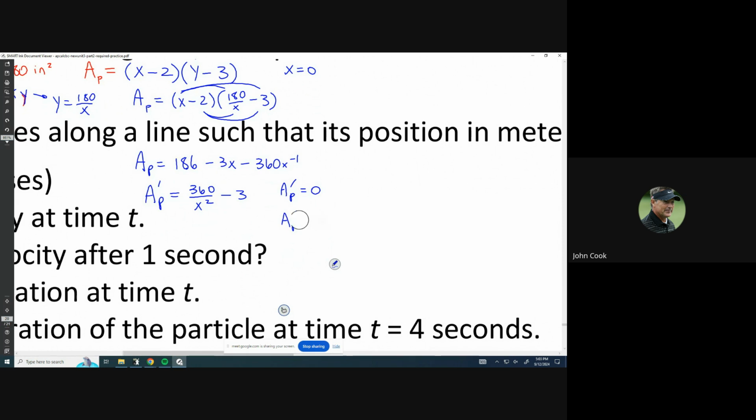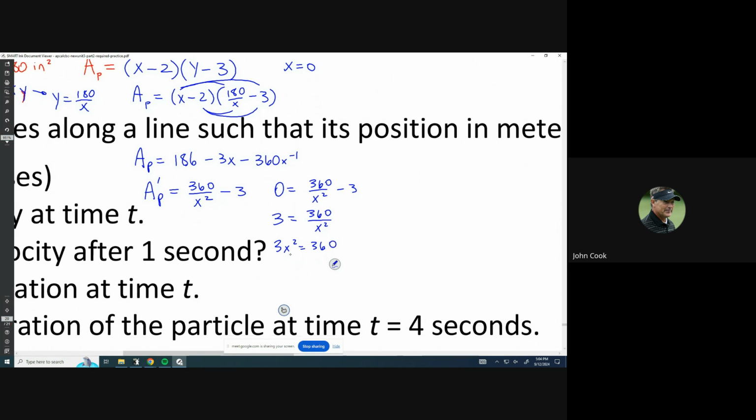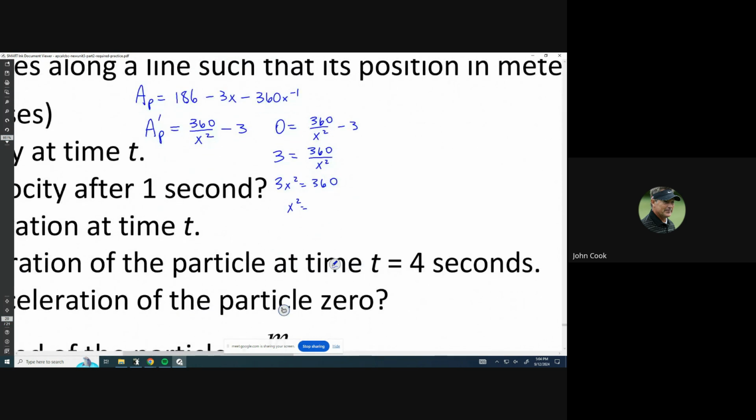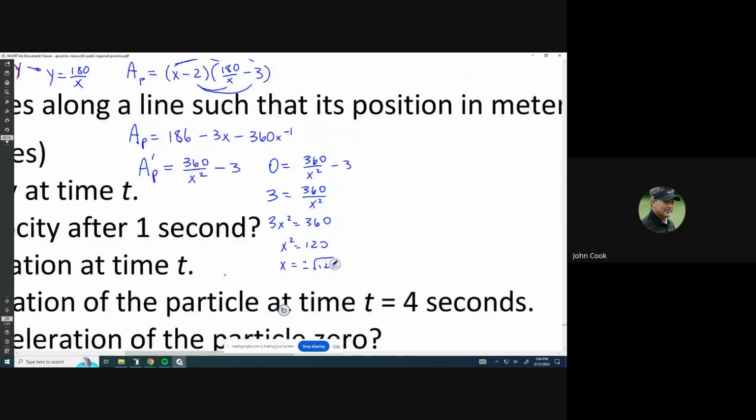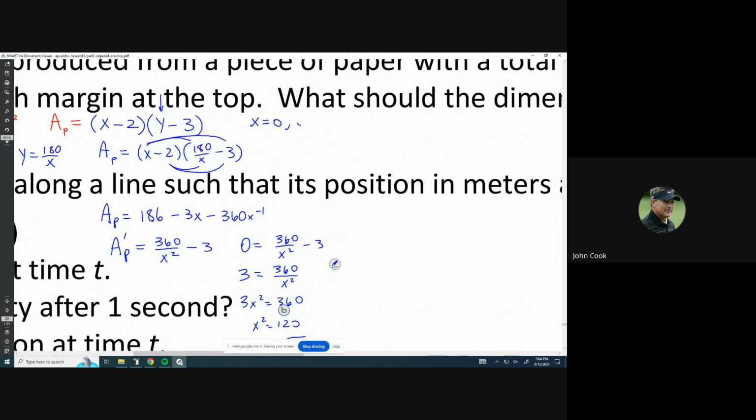Next, let's do the part where we set the derivative equal to 0 and solve. So if we set 0 equal to 360 over x squared minus 3, and add 3 to both sides, that gives me 3 is equal to 360 over x squared. Then if I cross multiply, 3x squared is equal to 360. Then if I divide by 3, I get x squared is equal to 120. That means x is going to be equal to plus or minus the square root of 120. So those are my two other critical numbers, square root of 120 and negative square root of 120.